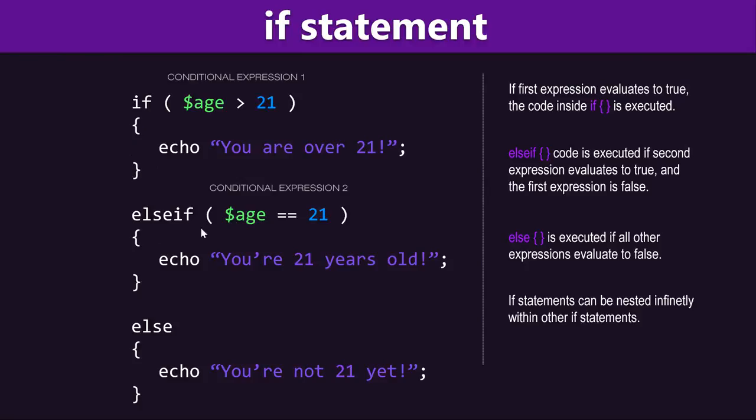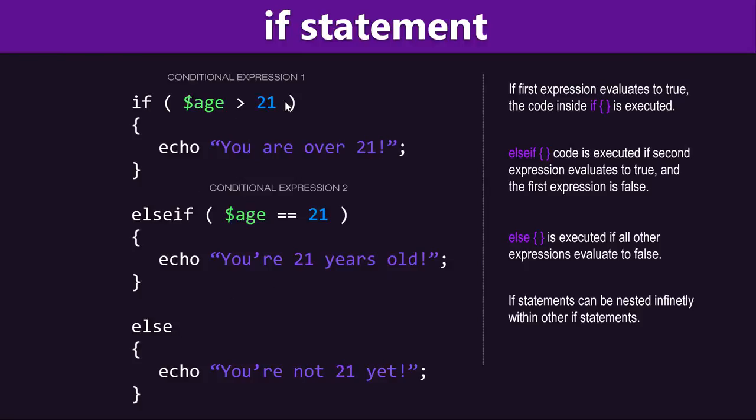Then we have an else if, and this is a second conditional expression, and if that expression evaluates to true, then the following code inside those curly brackets will be executed. In this case, if age is equal to 21, it's going to echo out or print out you're 21 years old. In the first case, it's going to print out you're over 21, of course.